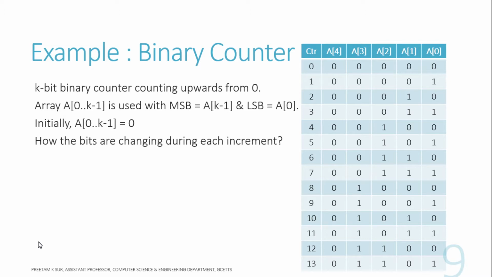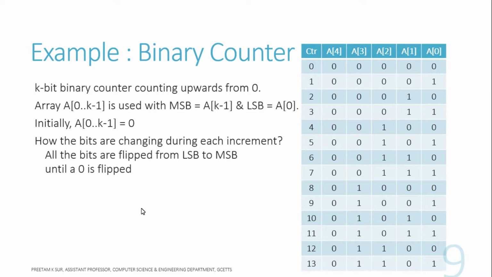If you notice the table carefully, the bit strings are changing and there is a pattern, right? If you look closely, you will find that whenever an increment operation is called, the bits are flipped from LSB to MSB. It means from A0 to A4, the bits are flipped one by one until a zero is flipped.